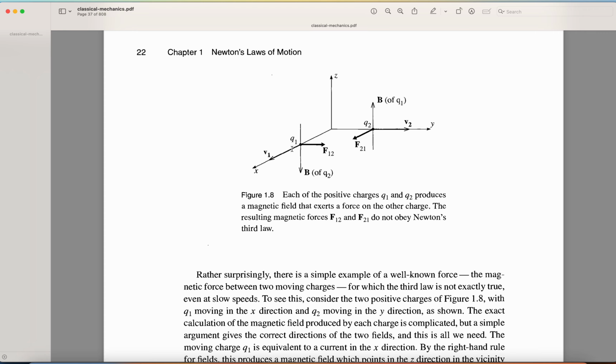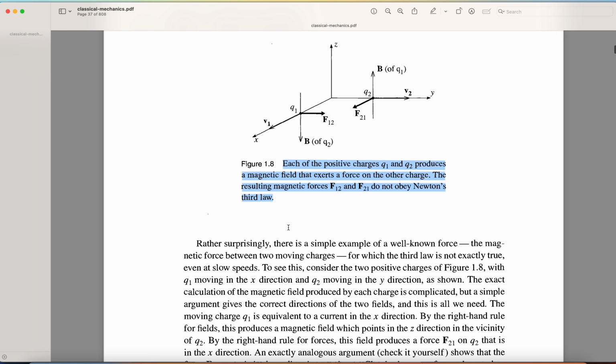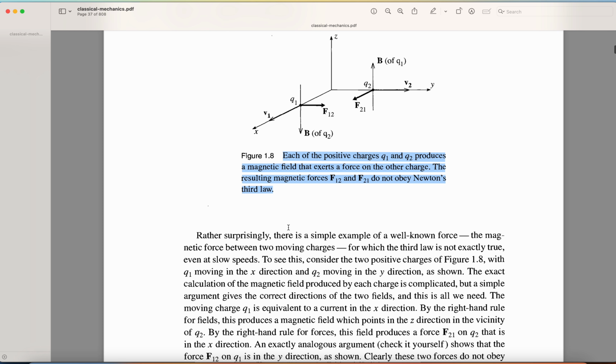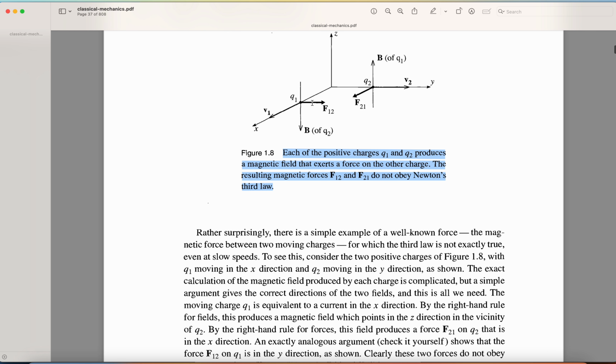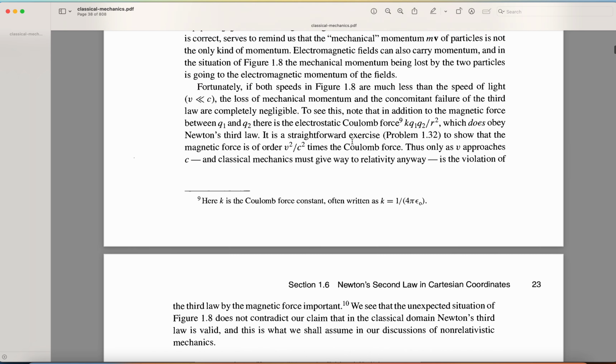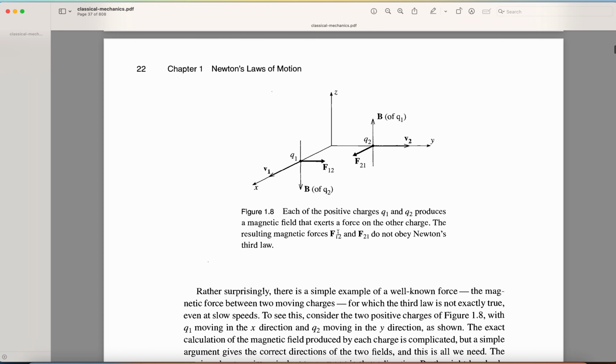Okay, so you got your particles with positive charges that produce a magnetic field that exerts a force. I don't know anything about electromagnetism. So the resulting magnetic forces do not obey Newton's third law. Okay, so it's saying that the magnetic forces exerted by the magnetic fields of the positive charges don't act in the same way as, for example, your gravitational force or something.